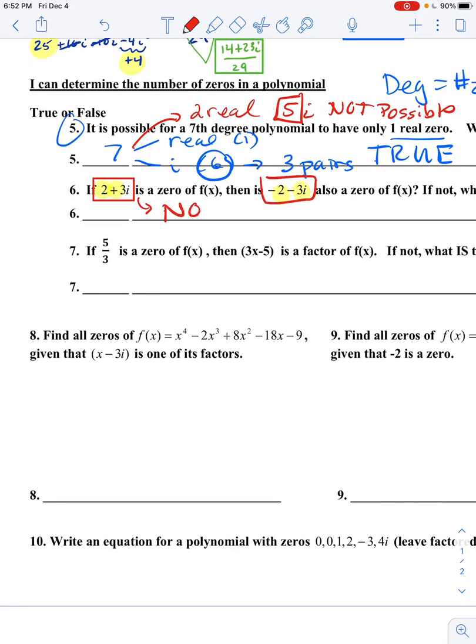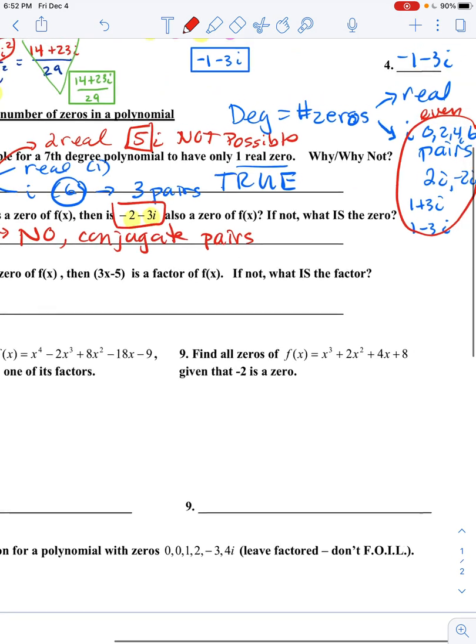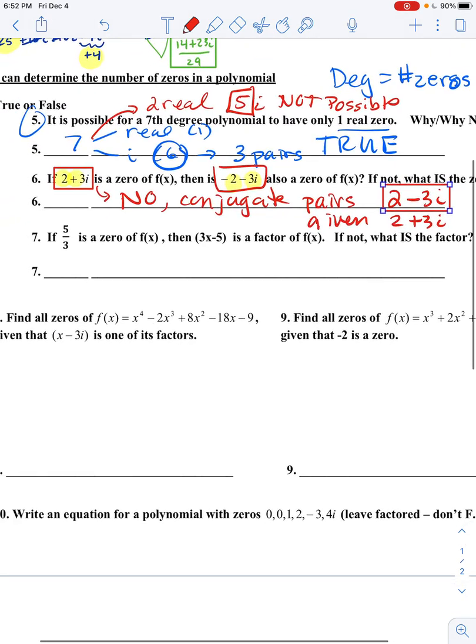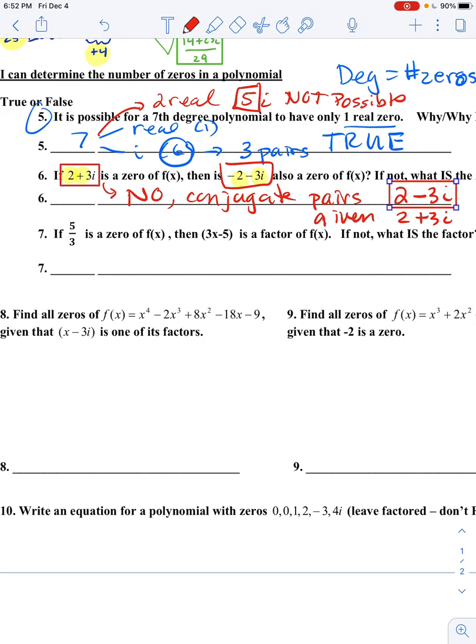And the reason is that they need to be conjugates. So they're going to be conjugate pairs. So your other zero would be positive 2 minus 3i. If you were given 2 plus 3i, then your other zero would be 2 minus 3i. So every time they give you one, you know the other.